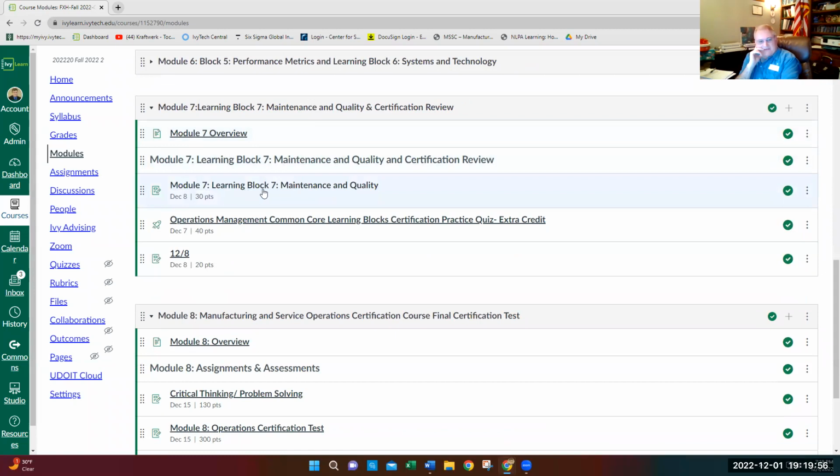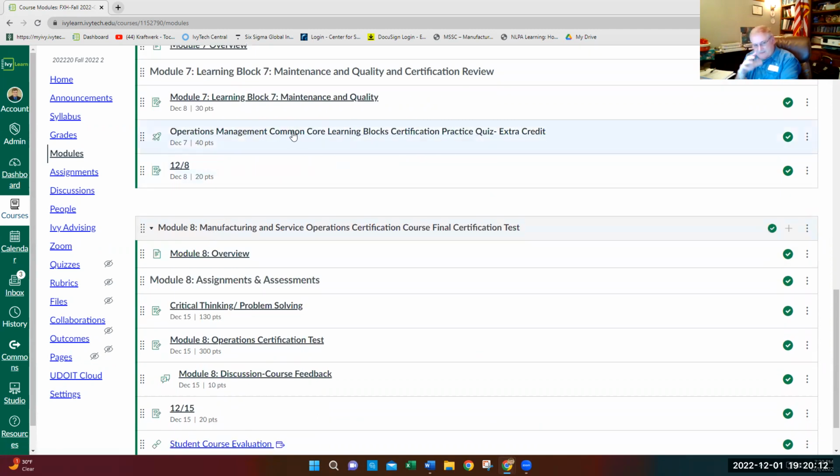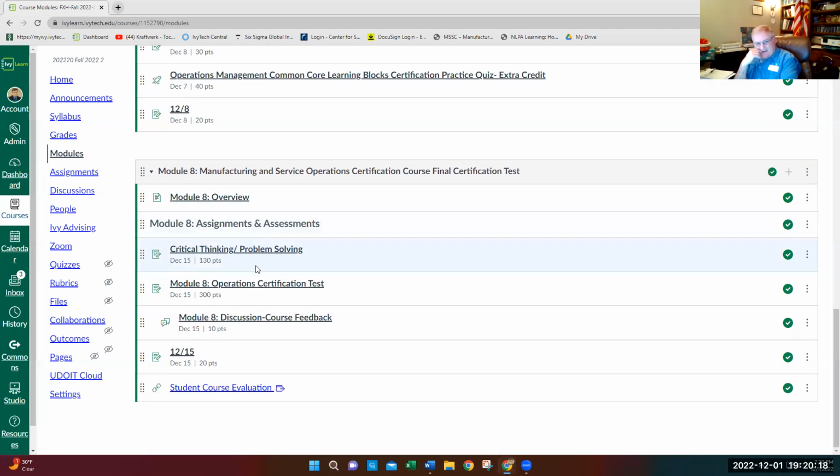So next week, we've got this maintenance and quality. And then I want you to go out and take a look at this practice quiz. So this is the one for the Common Core. There's 40 points you can earn that are all extra credit. And if you feel like you're ahead because you only have one chapter and you got that review, then go ahead and take that, look at that.